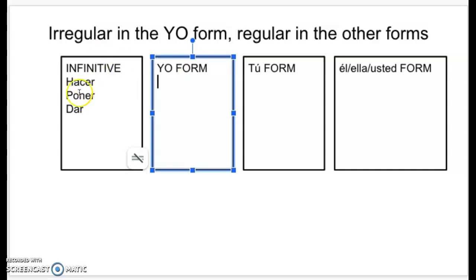We have hacer, which means to do or to make. So in the yo form, normally we take that ER off and put an O, but that's not what we do with this one. These are irregular, so we do put a G and an O, hago. But the tú, we are going to follow the pattern. So we'll take the ER off and put an ES. And then the él, ella, usted form, we'll take the ER off and we'll put an E. So it just follows the regular pattern.